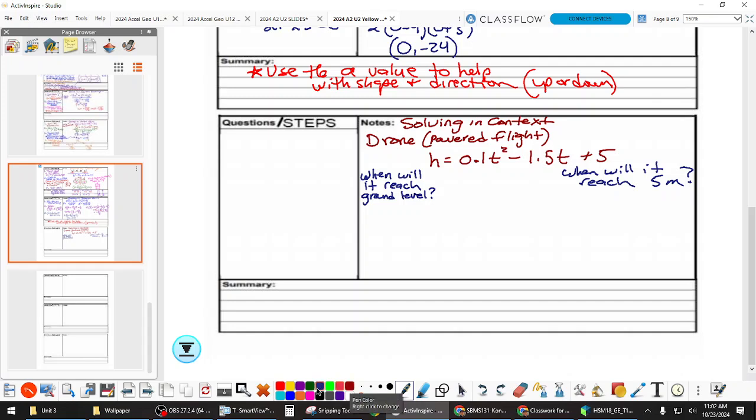I think it's a good idea to do this. Powered flight. So we're starting at 5, coming down. We could even come down below if we want, just to remind yourself that the parabola has a different direction that it's opening. Henry, are you good on this? Write it down.